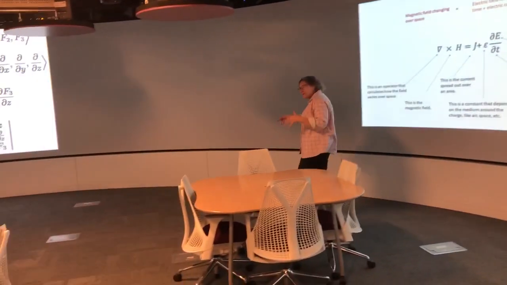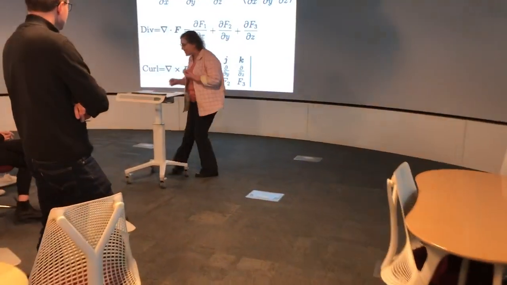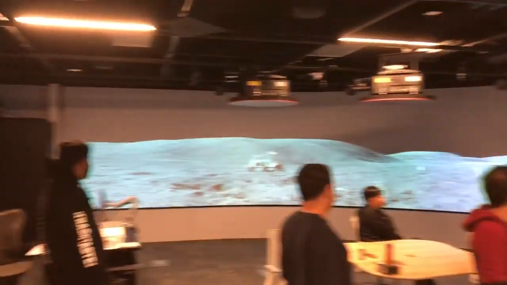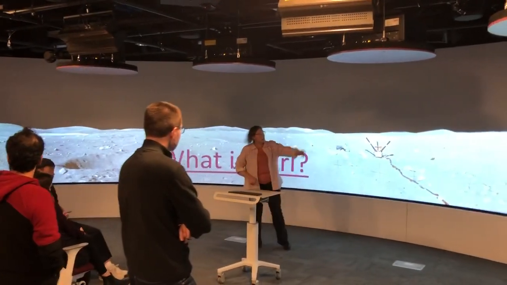Is that math kind of okay? That's the math, but I'm still not quite getting it. So I want to see a little more. So what is curl? What is divergence?